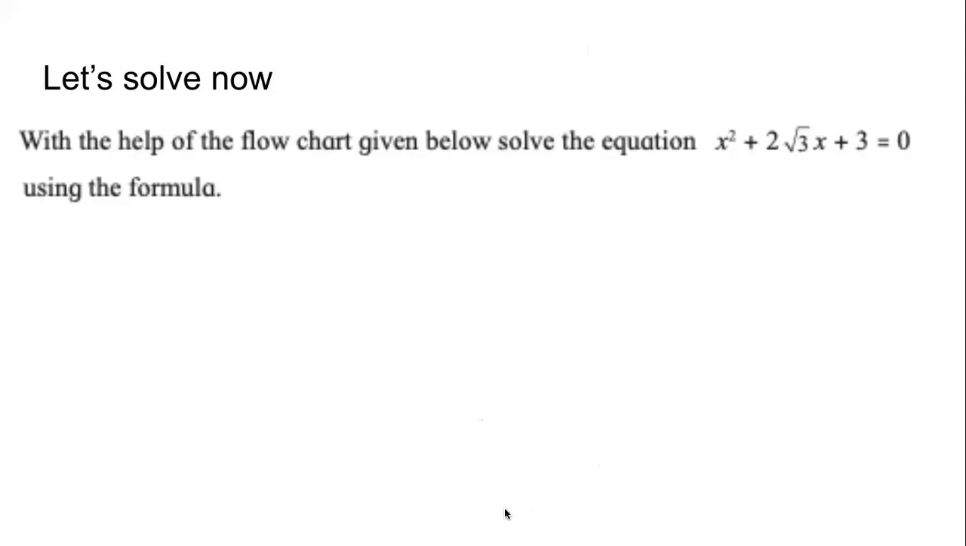Switch to the whiteboard. Should be visible to you now. The equation that we need to solve is x square plus 2 root 3x plus 3 equals to 0. I'm saying root 3x, but I'm writing something else. This is the equation, and essentially, we have to solve it.